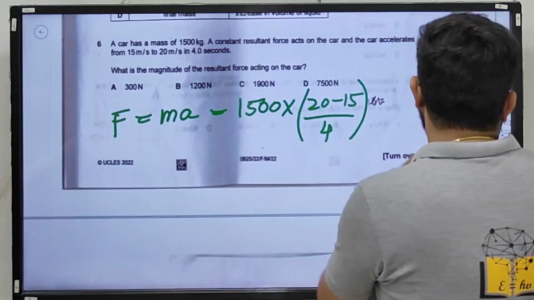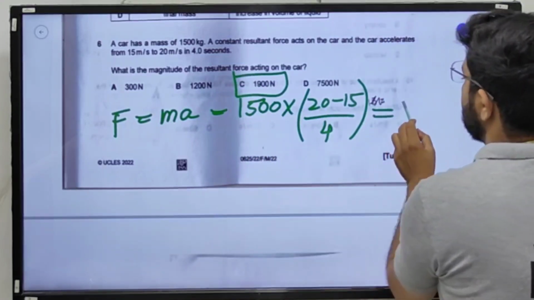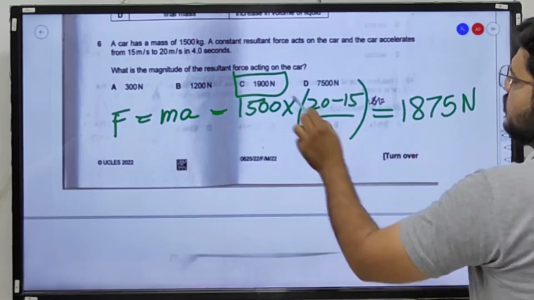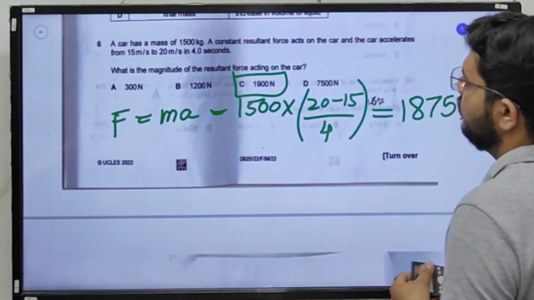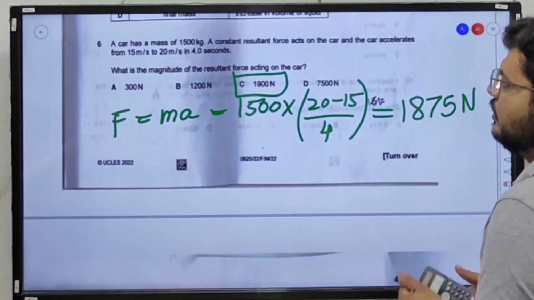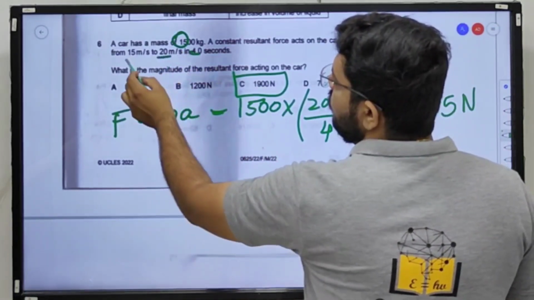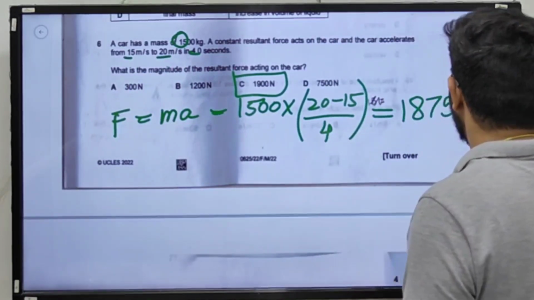But we don't have an option of 1875, but we do have 1900. This is the closest answer, right? 1875 is closest to 1900. Sometimes you do have to round off, right? 1900 Newton. Also because this is significant to two figures, 2, 2 and 2, your answer should be rounded off to two significant figures.